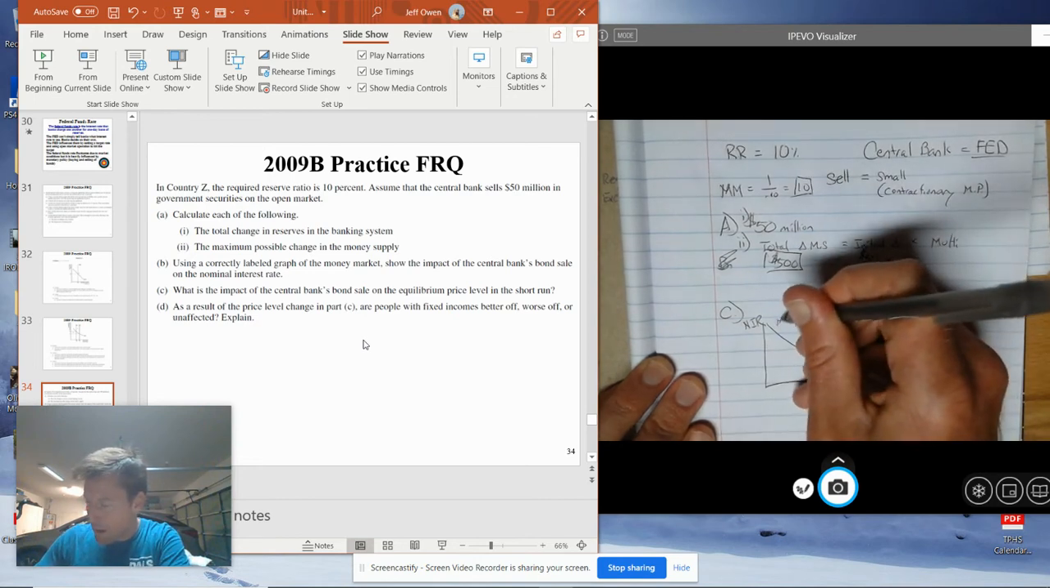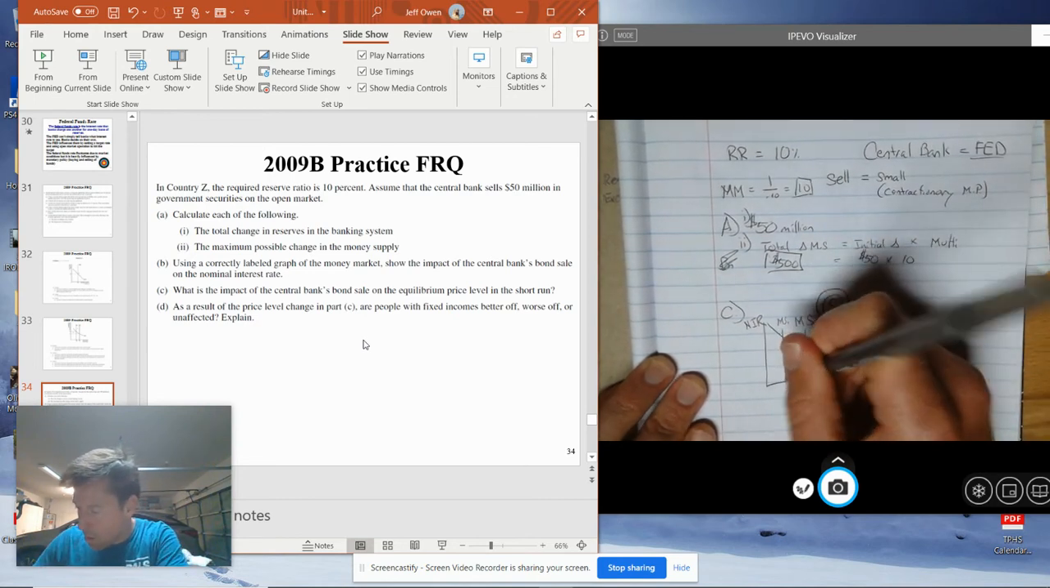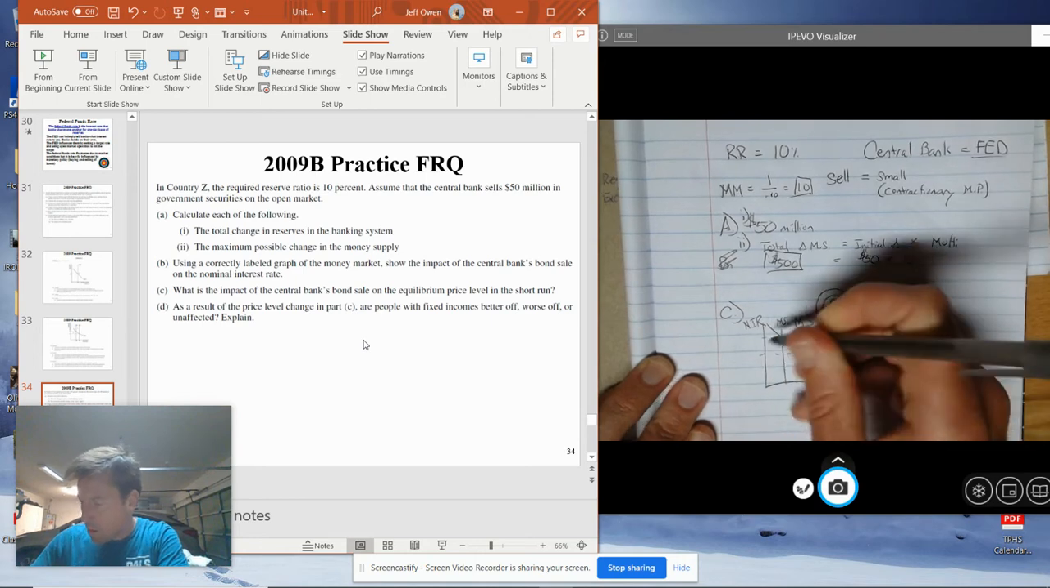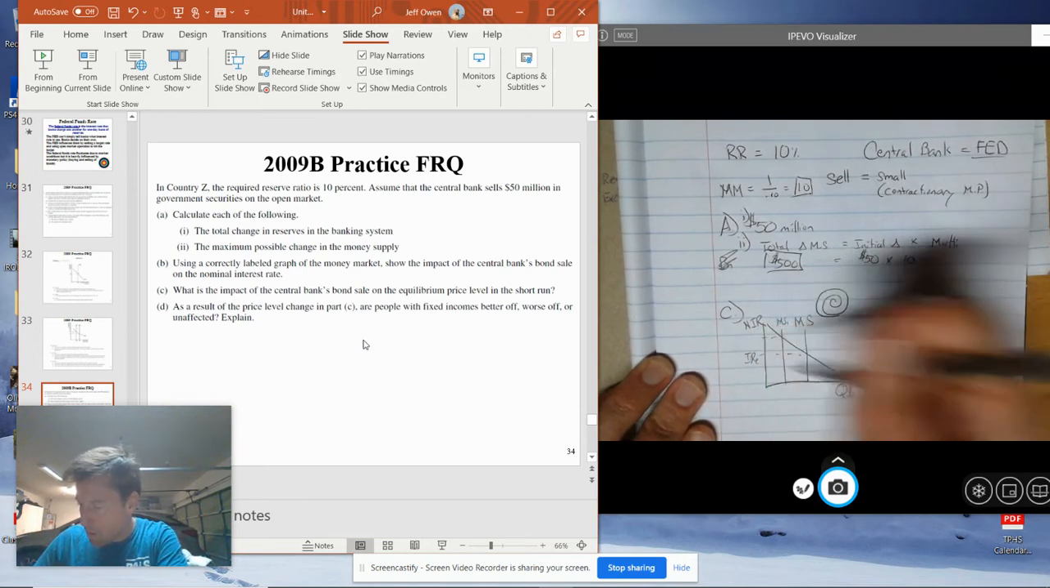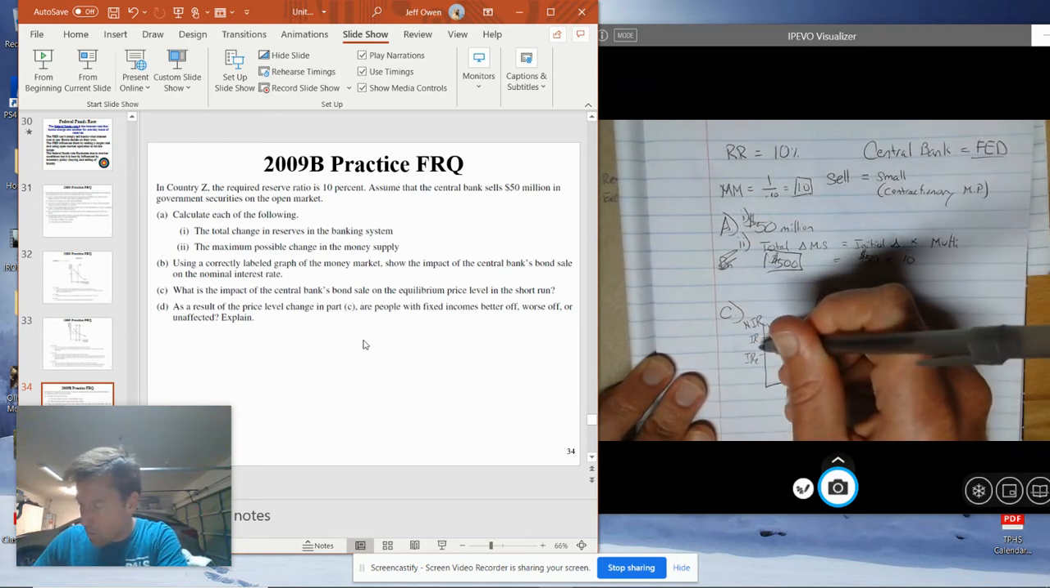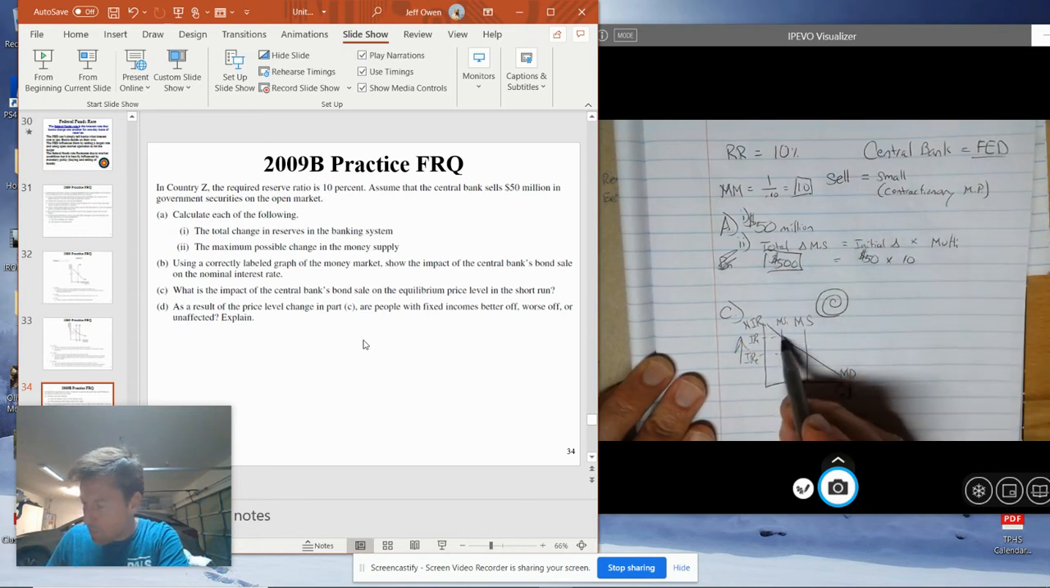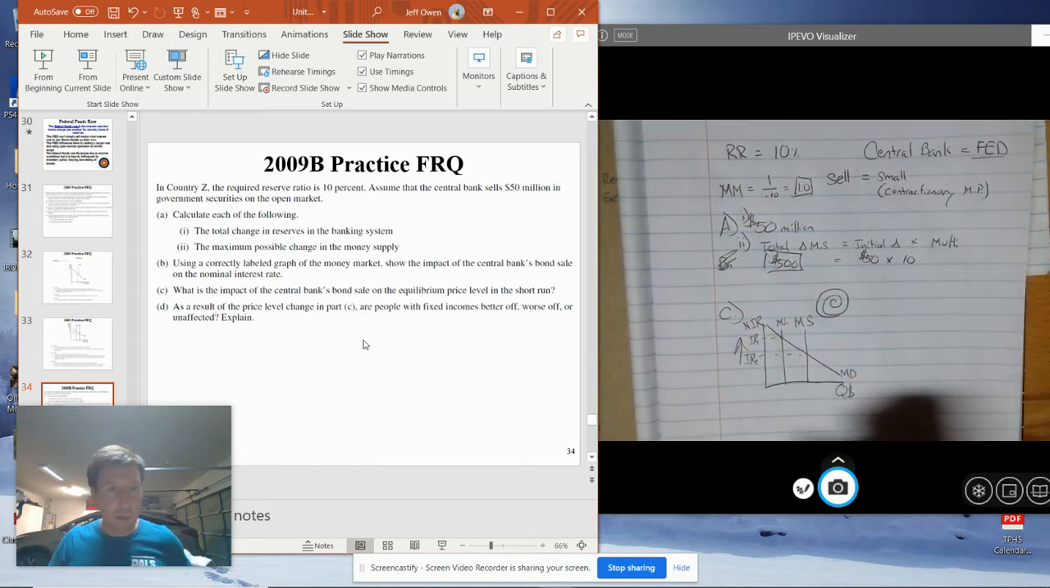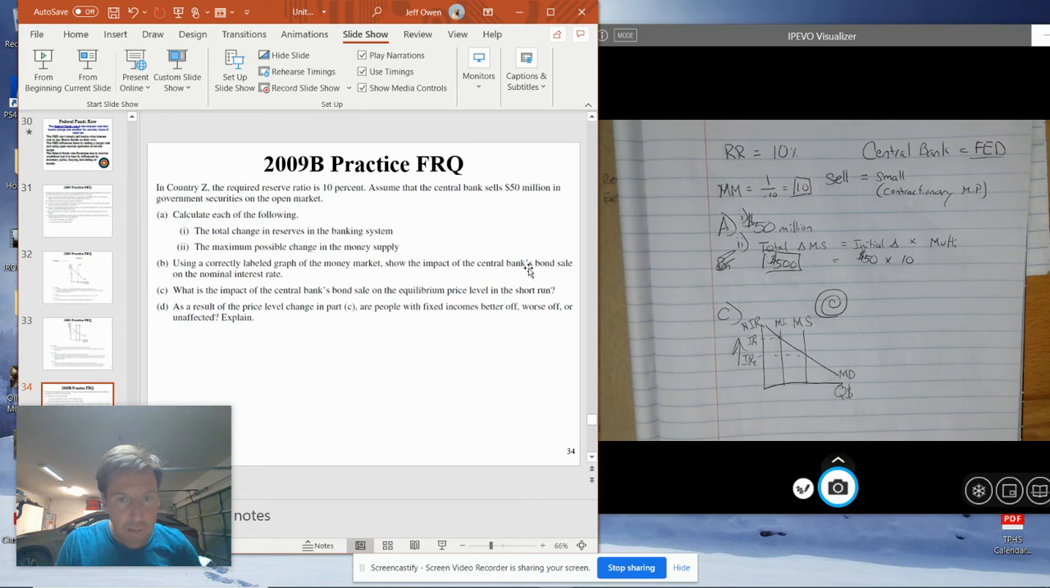We're doing a contractionary monetary policy. Our monetary policy is a tight monetary policy. We started out with an equilibrium interest rate, and it increased because we decreased the money supply. Did they ask us to explain? Nope.